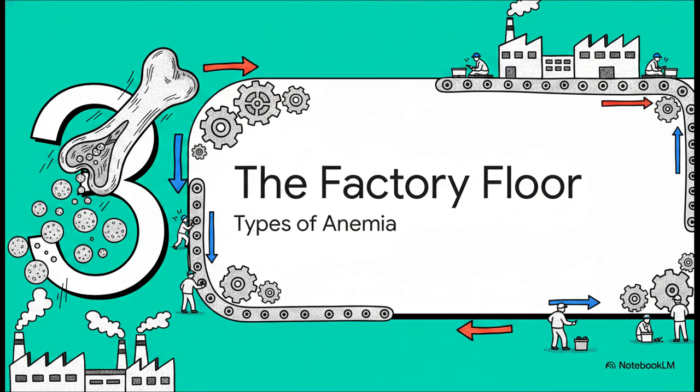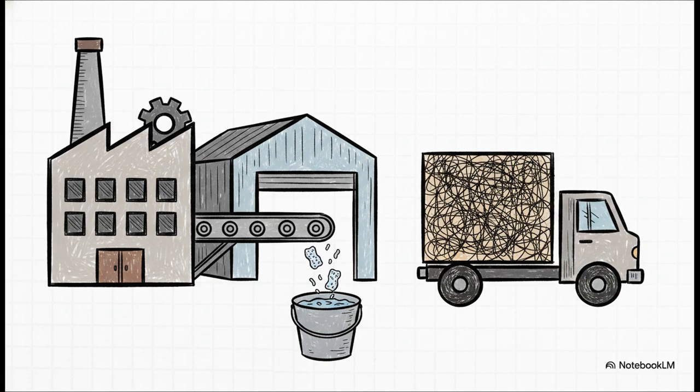where we'll look at the different types of anemia. Let's start with iron deficiency anemia. This is a material shortage. The factory is open, but the supply chain is completely broken. You've run out of the raw absorbent material iron needed to manufacture hemoglobin.